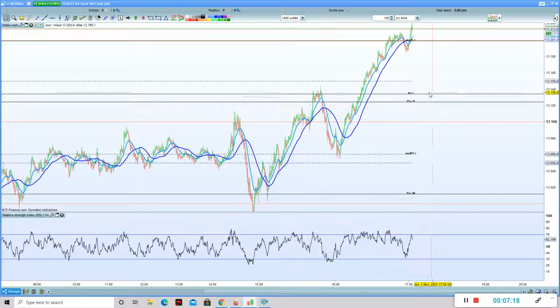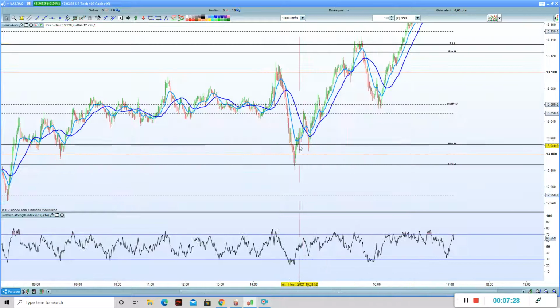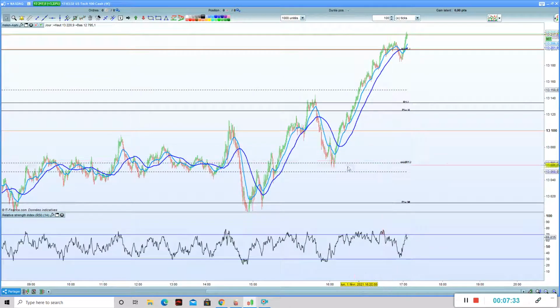It worked really well. Here you have the pivot hebdo. H means weekly. This is the weekly pivot. This is the monthly pivot, and it works really well. You have really good contact points. So this is what I use for trading.